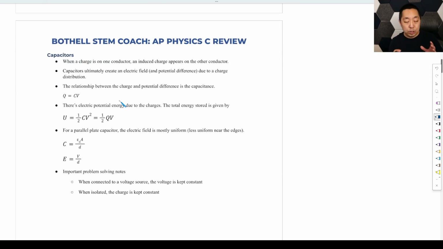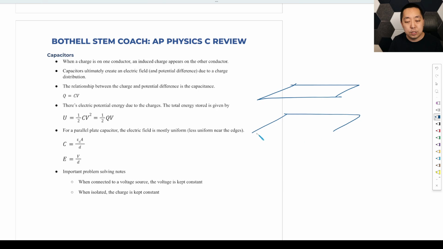Capacitors, most commonly parallel plate capacitors, but basically in general, whenever you have capacitors, you're having a potential difference between them. So there's a potential difference here, which means there ends up being an electric field. This area might have a bunch of positive charges, and this thing might have a bunch of negative charges.